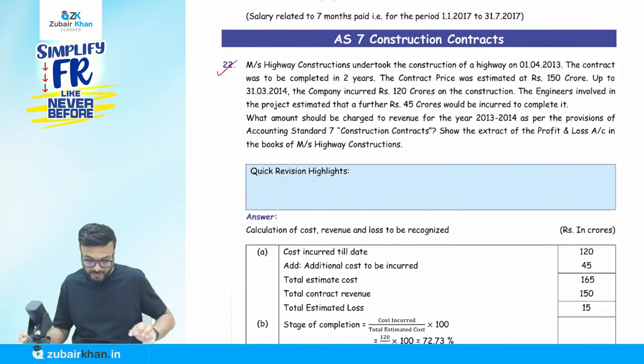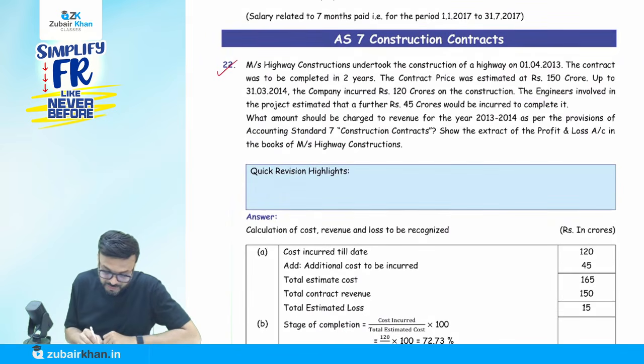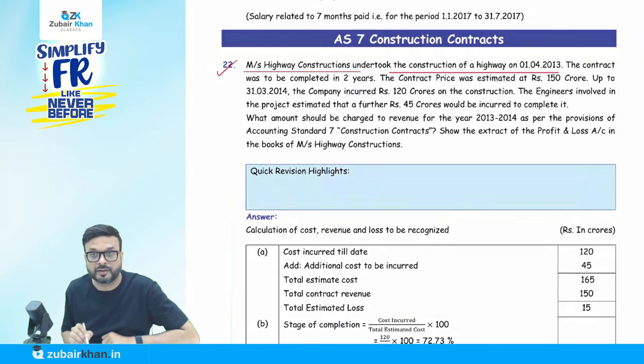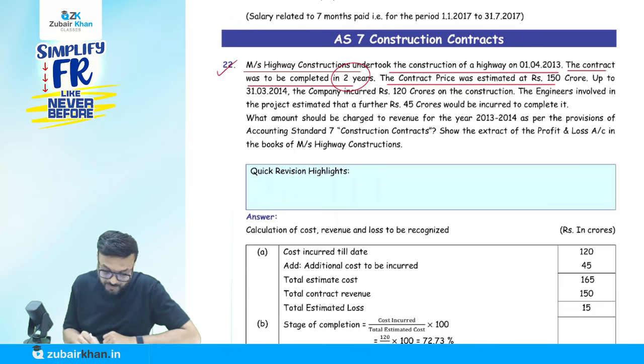Now they say that Macy's Highway Construction undertook the construction of a highway on 1st April 2013. The contract was to be completed in 2 years. The contract price was estimated at rupees, how much? 150 crore. So the total estimated revenue is 150 crore. Now, up to 31st March 2014, the company incurred 120 crore. So when we talk about the cost, we have already incurred 120 crore.